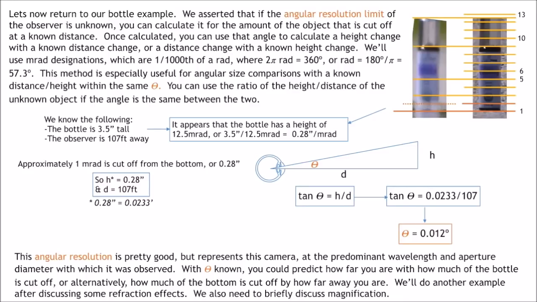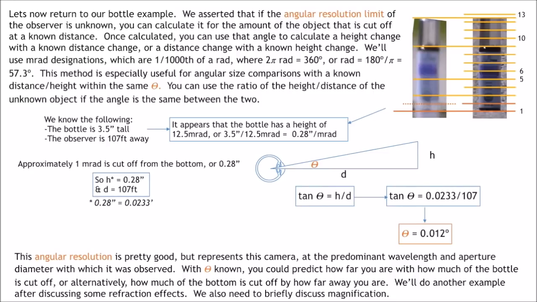So we know the following within this picture. Let's say we know the bottle is 3.5 inches tall and the observer is 107 feet away. It appears that the bottle has a height of about 12.5 milliradians, or 3.5 inches per 12.5 milliradians, which comes out to 0.28 inches per MRAD. Again, these designations were somewhat arbitrary. I just took the amount that appeared to be cut off as 1 unit, and I stratified them up from there, and you can do the math from that point.